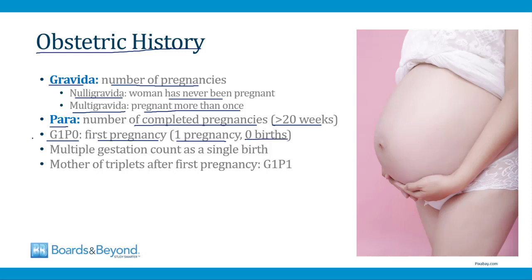One thing to keep in mind when using this simple GP system is that multiple gestations count as a single birth. So for example, a mother who has delivered triplets after her first pregnancy would still be a G1 P1 by this system, because even though she delivered triplets, that was a single pregnancy that she carried beyond 20 weeks.